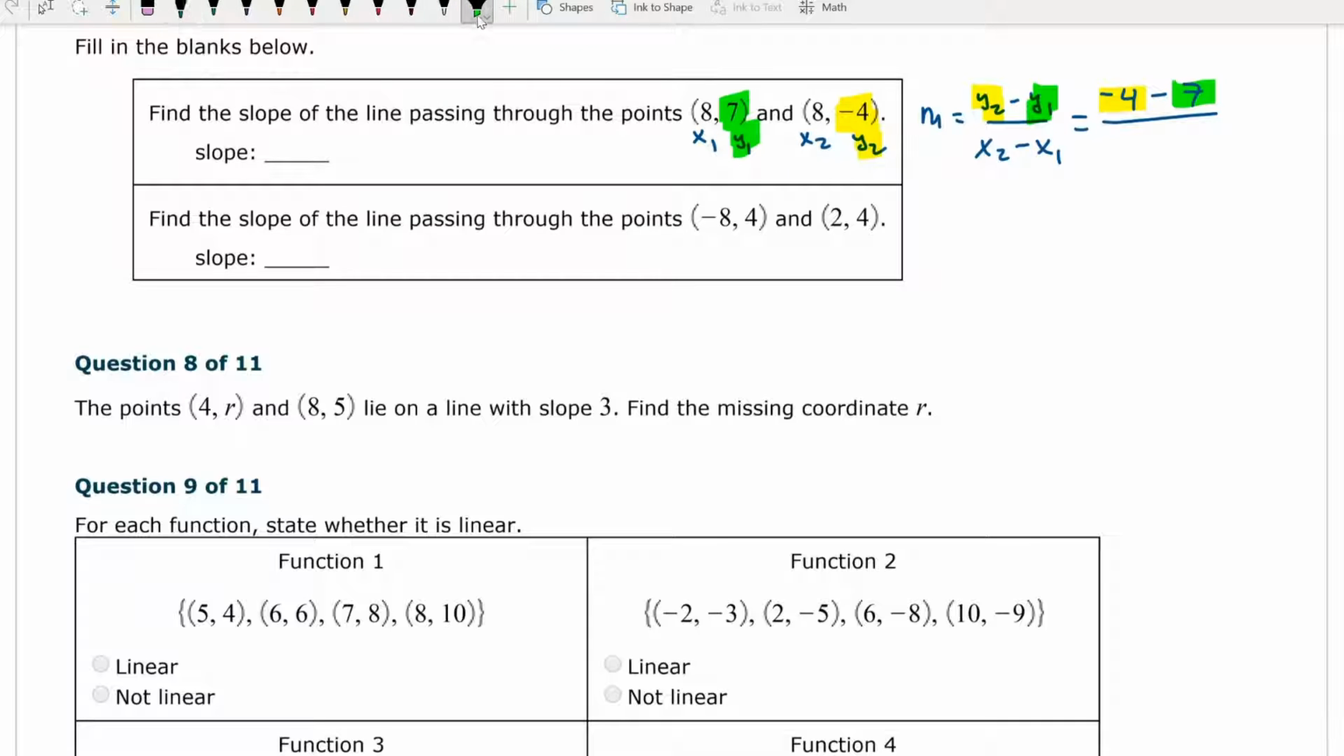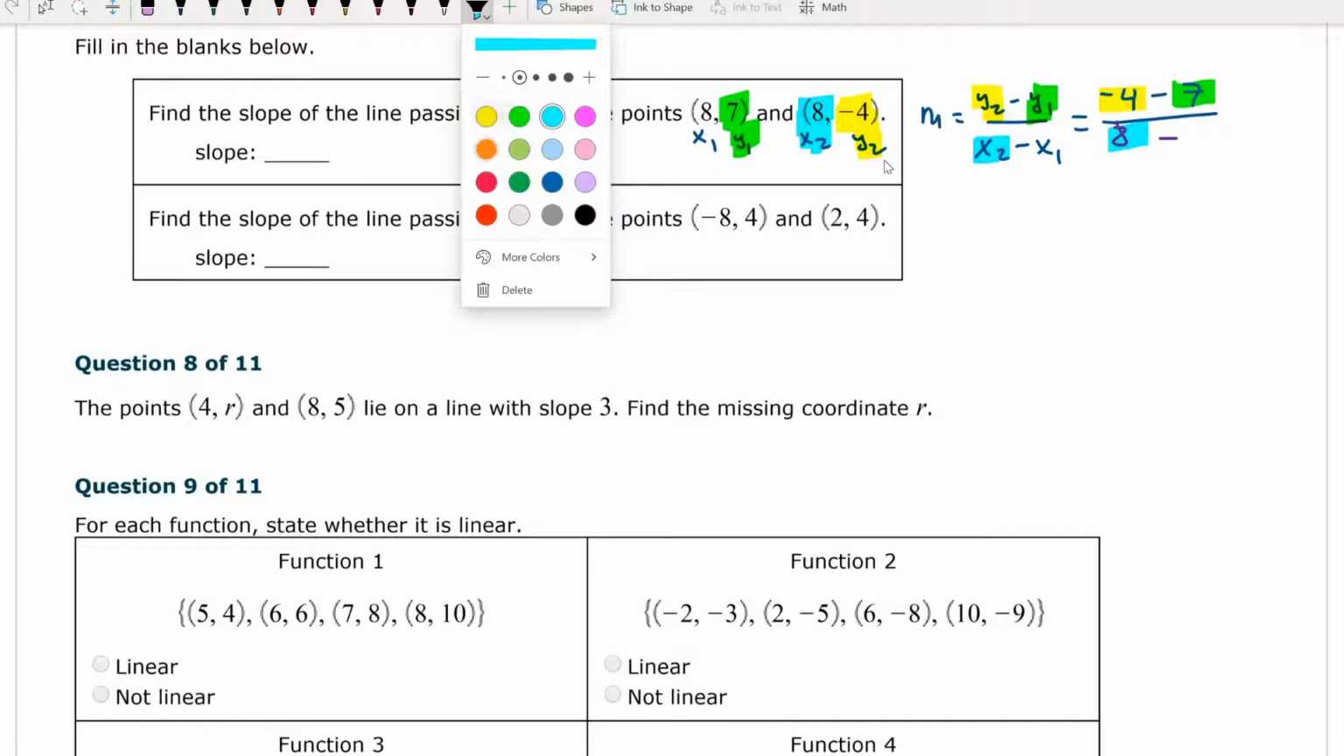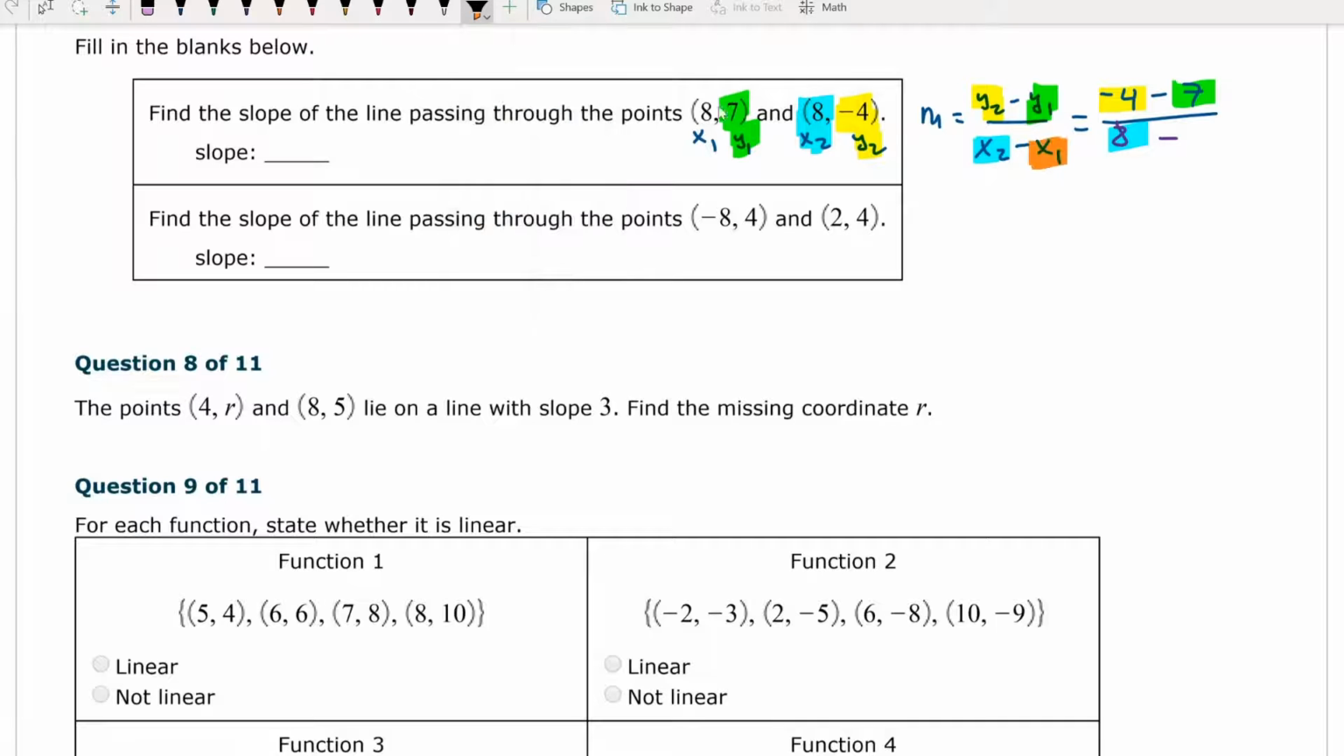Okay, your x2 is 8, minus x1, and x1 is 8. After we plug in all the points in the right place, we calculate this. Negative 4 minus 7, same sign, we add, so that will be negative 11. And 8 minus 8 is 0.